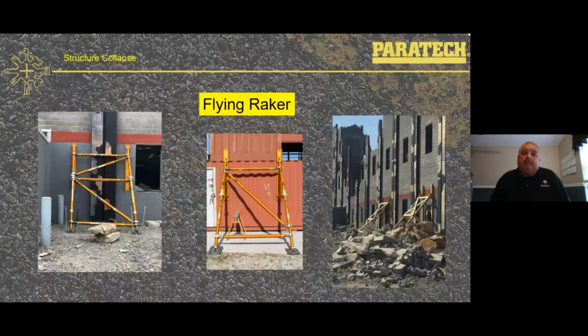Rule of thumb, if my raker is over 11 feet, then I need 3 lateral and 2 braces. If my raker is under 11 feet, I just need 2 lateral and 1 brace, 1 diagonal.